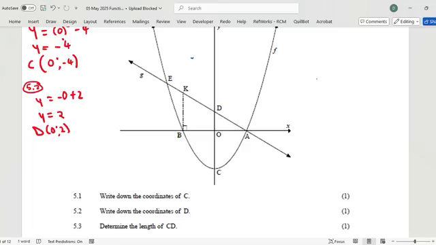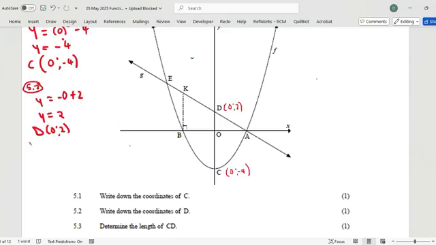How am I going to calculate the length of CD? By using the distance formula. Okay, no problem. Let's use the distance formula. Do we know the coordinates of D? Let's write down the coordinates of D. What are the coordinates of D? 0 and +2. And what are the coordinates of C? 0 and -4.